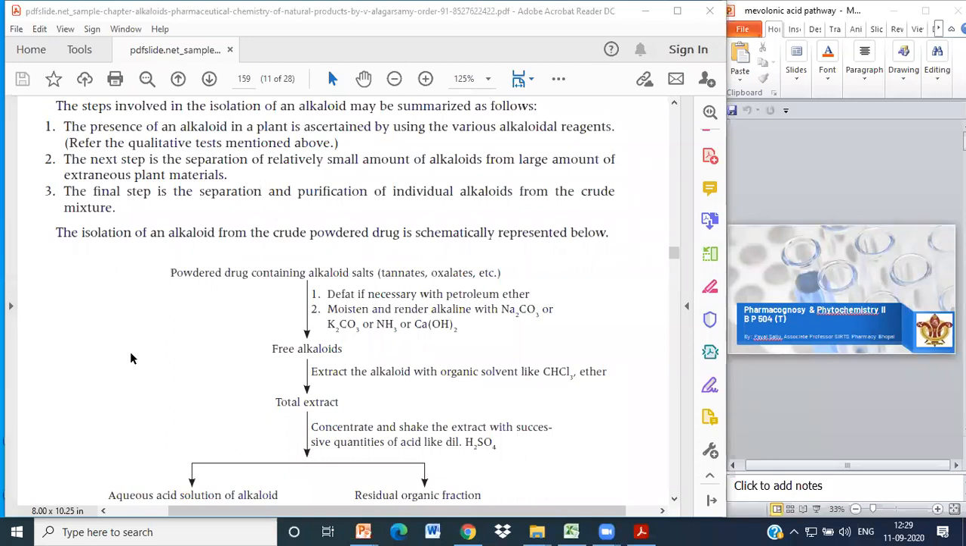So now you get the extract, and this extract is treated with chloroform or ether.